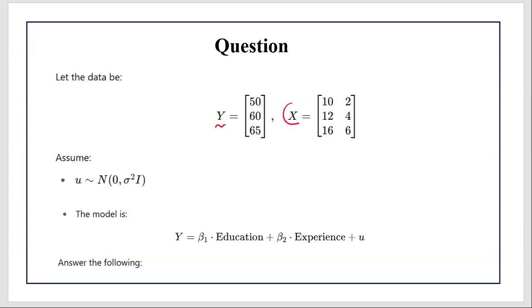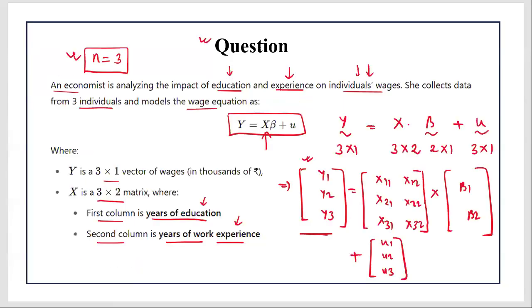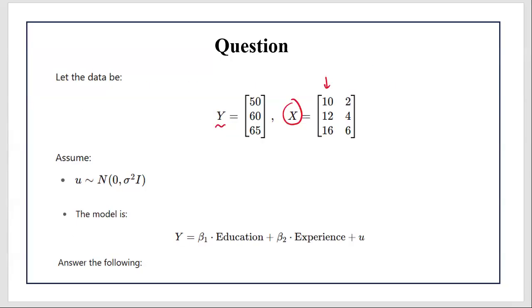And see here, you are given the design matrix, which is given as this. So the first column here, 10, 12, and 16, represents the years of education. So the first individual has an education of 10 years, second individual 12 years, and the third individual 16 years. And the second column represents the years of work experience. So the first individual has 2 years of work experience, second individual is 4 years, and for the third individual, it is 6 years. So this y and X, these two things are given to you.